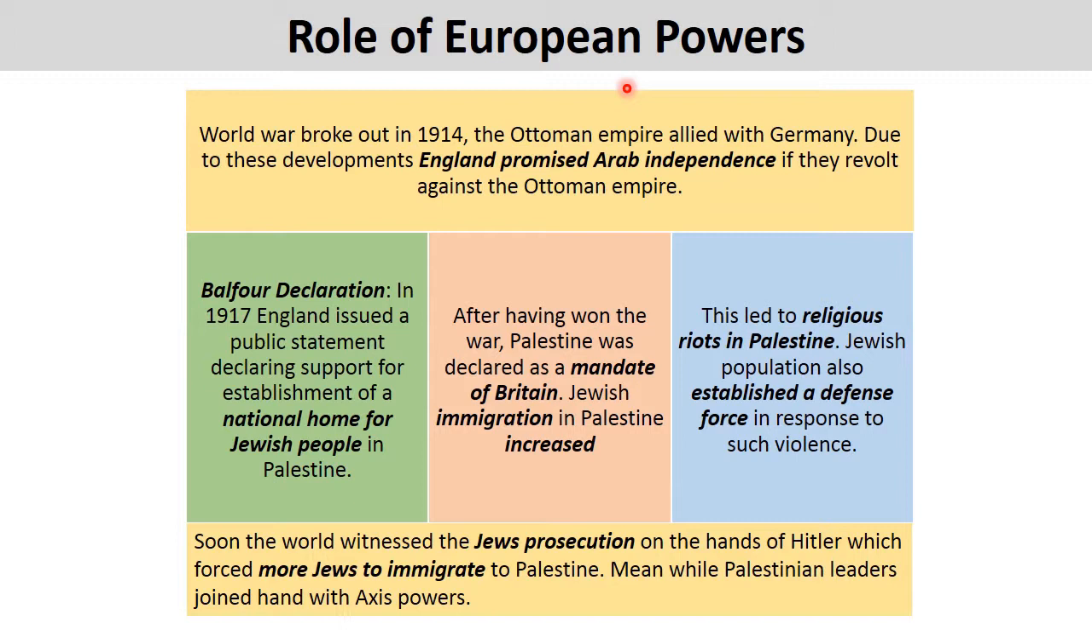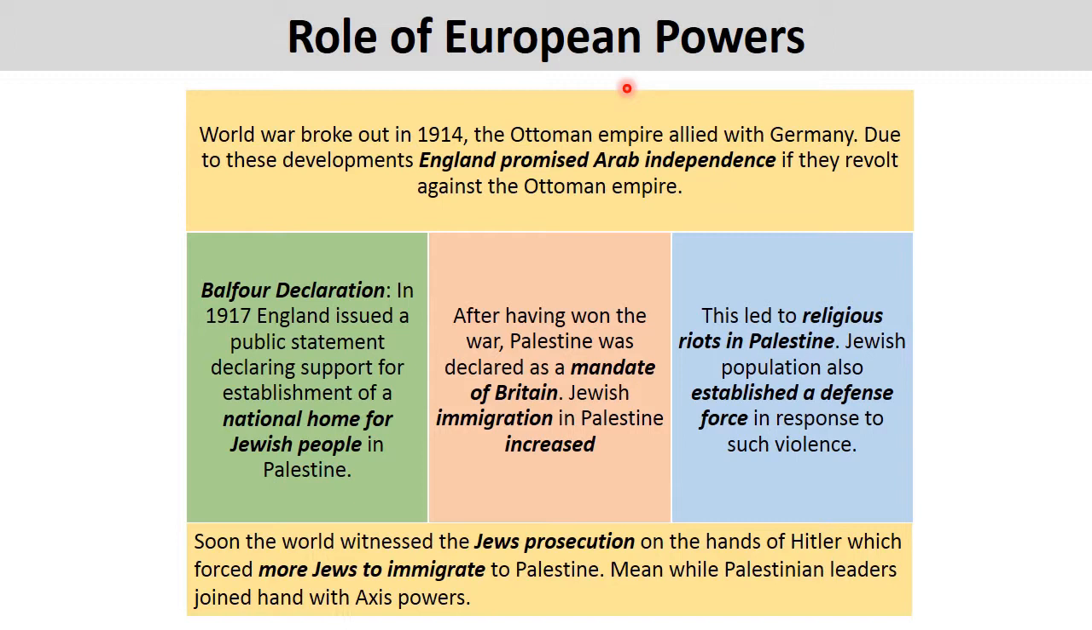As we all know, World War I broke out in 1914. Now during the World War, the Ottoman Empire supported Germany. And due to this development, England had to sign a deal with the Arabs living in the region of Palestine that was under the control of the Ottoman Empire, that if they help in revolt against the Ottoman Empire, England will give them independence. So there was a series of letters exchanged between Arab leaders and England. These letters are known as the Hussein-McMahon correspondence. This took place in 1915.